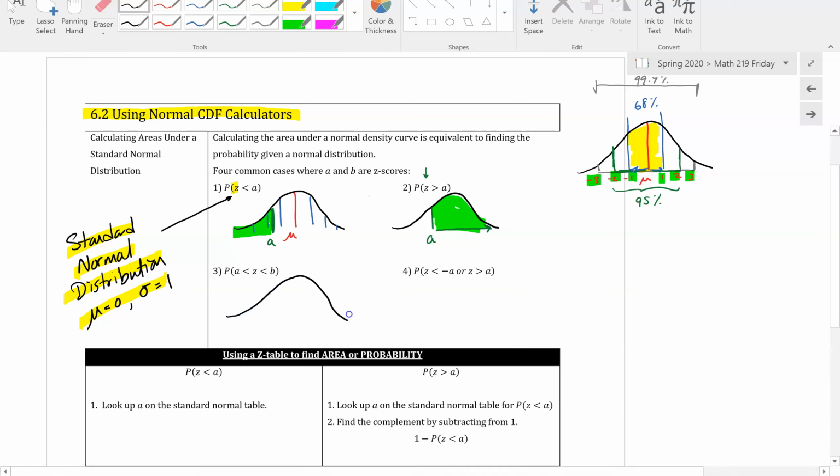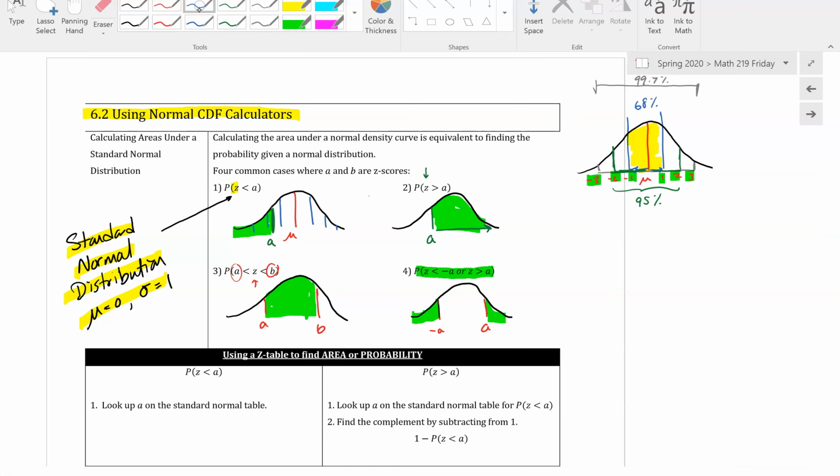Another thing we might do is we might be looking in between 2 data values, or z-scores, I'm sorry. So maybe I want to look for the probability, which means the area under the curve, for all the z-scores between a and b. So in that case, you'd be looking at this area in between those things. That's sometimes something we're interested in. Or it could be that I'm interested in looking for the probability of finding z-scores left of some number negative a and right of some number positive a. That's what this is telling us.